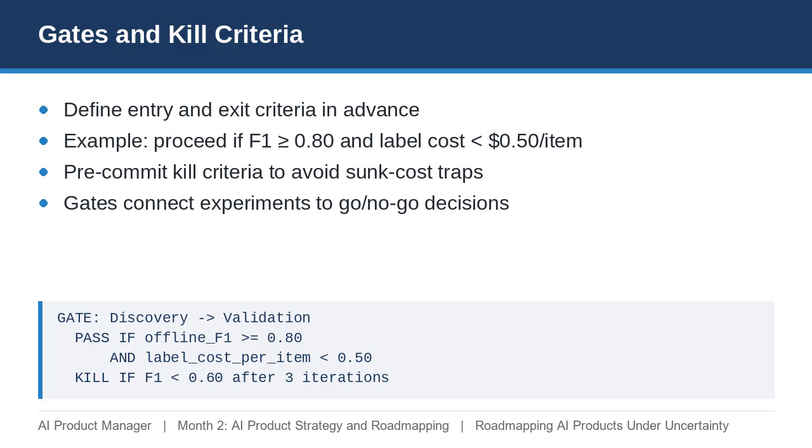Define what success and failure look like before you start. A gate might say, proceed to validation only if offline F1 is at least 0.80 and labeling cost per item is under 50 cents. Equally important are kill criteria, the conditions that tell you to stop investing. Pre-committing to these prevents sunk cost momentum from keeping a doomed bet alive.